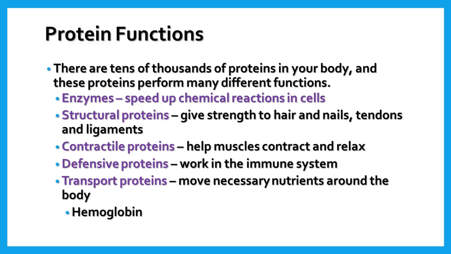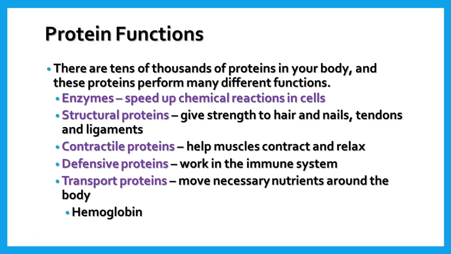But the proteins in your body and in all living things perform lots of different kinds of functions. There are enzymes, which are made of proteins. Enzymes are catalysts that speed up chemical reactions, really, really important to how things work in your cells. There are structural proteins that, like your hair and nails, tendons and ligaments and things like that, are made of structural proteins. There are lots of others as well. Contractile proteins are what help your muscles contract and relax, because they contract, they get shorter, and they get longer again. There are defensive proteins like antibodies that work in your immune system that help protect you from disease.